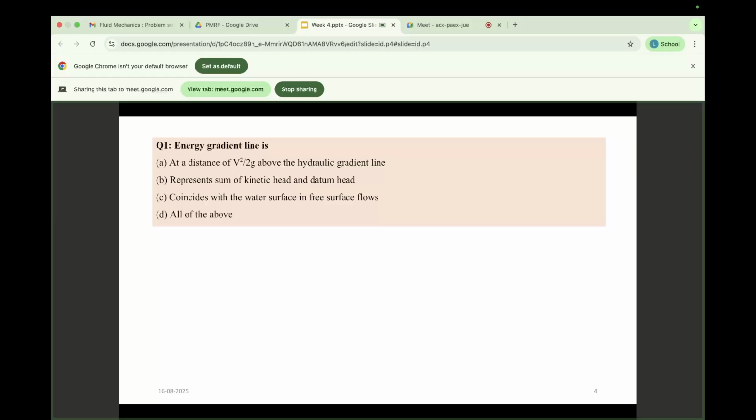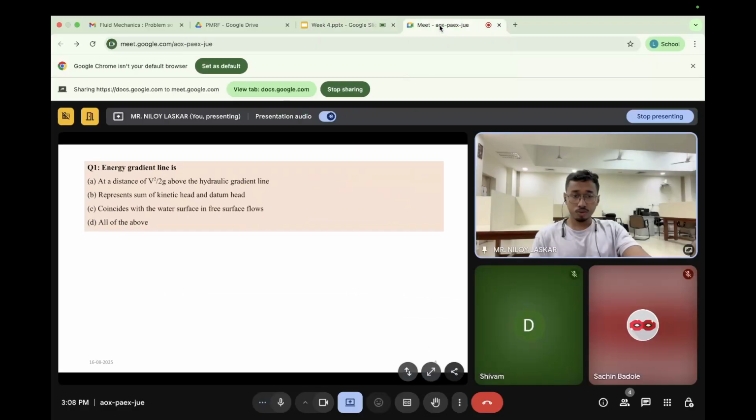The first question is: the energy gradient line is at, the first option, a distance of v square by 2g, which is the velocity head, above the hydraulic gradient line. Next is the sum of the kinetic head and datum head, third is it coincides with the water surface in free surface flow, and D is all of them. Please try to answer this question. I am giving you 1 minute, and after that I will explain this concept for you.